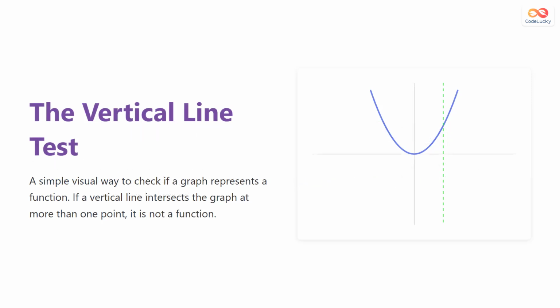There's a simple graphical trick to see if a curve represents a function, called the vertical line test. If you can draw a vertical line that crosses the graph in more than one spot, it fails the test and is not a function.